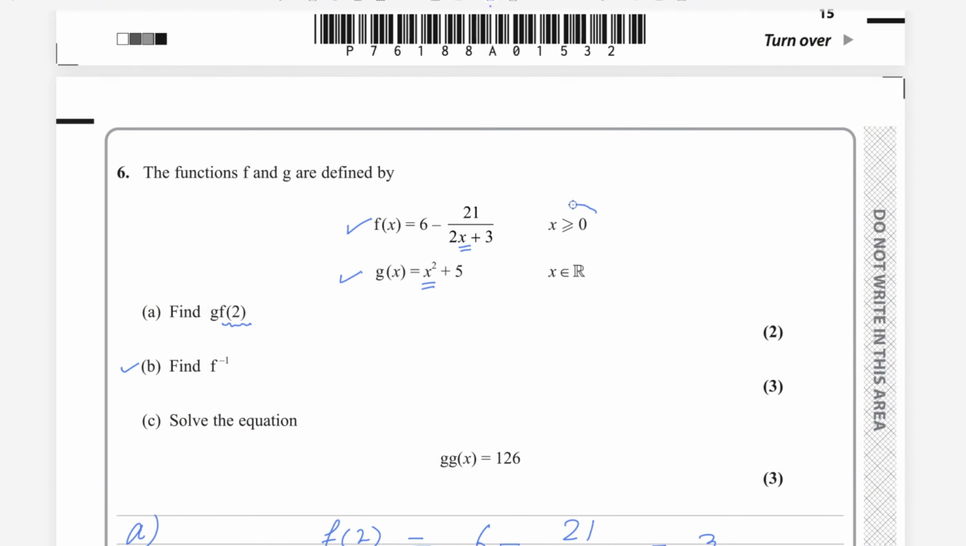We know that for the domain of x, if you plug the minimum value of x into this function, you will get the minimum value of f of x. Actually, the values of f of x are called the range. If you plug in x equals 0, you will get the minimum value of f of x. So this is the minimum value, 0. If you plug it here, 21 divided by 3 is 7. 6 minus 7 will be equal to -1. You will get the answer -1.